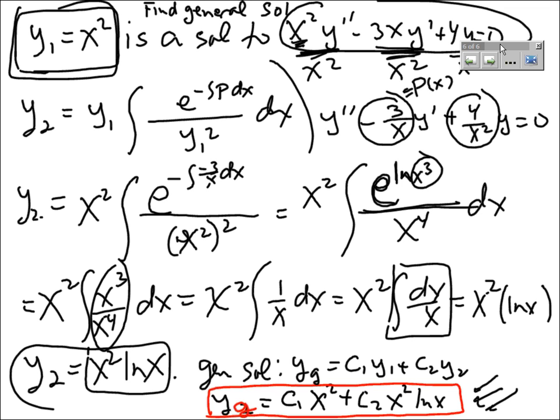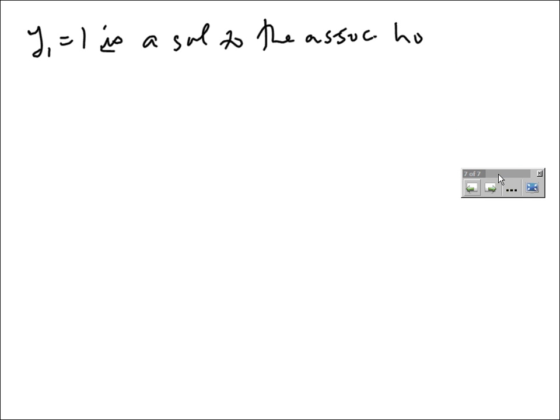Try another topic. Suppose you come to know that y1 equals 1 is a solution to the associated homogeneous equation 2y double prime plus y prime equal 1.